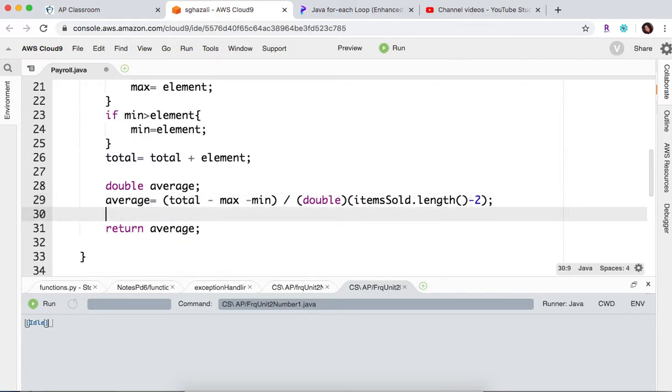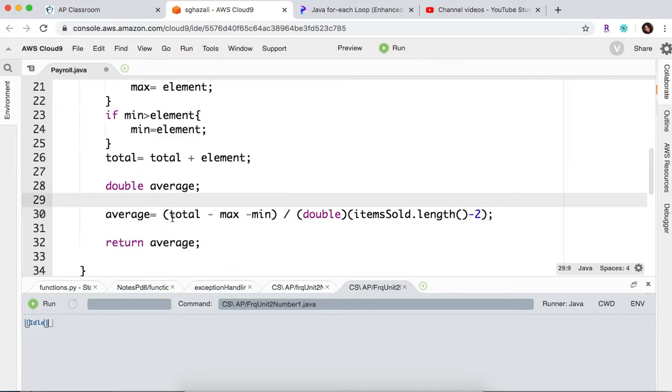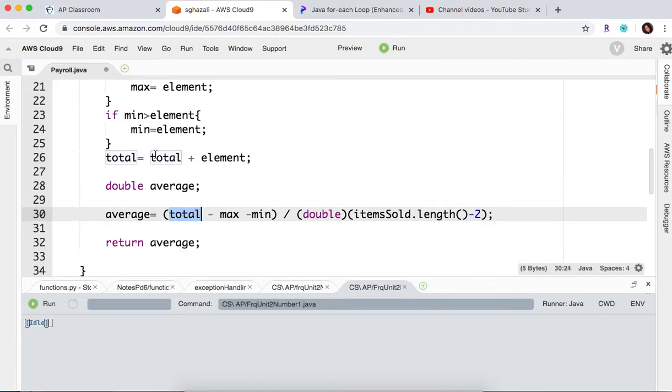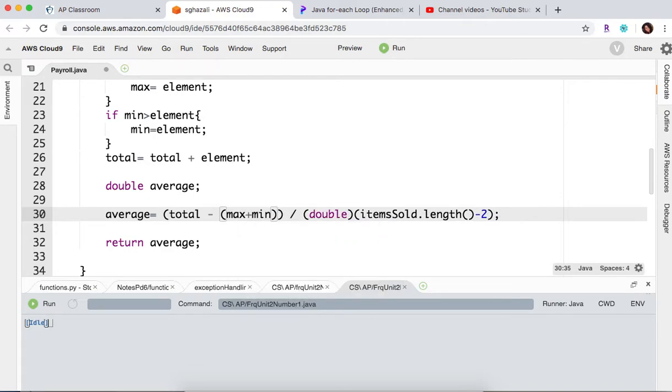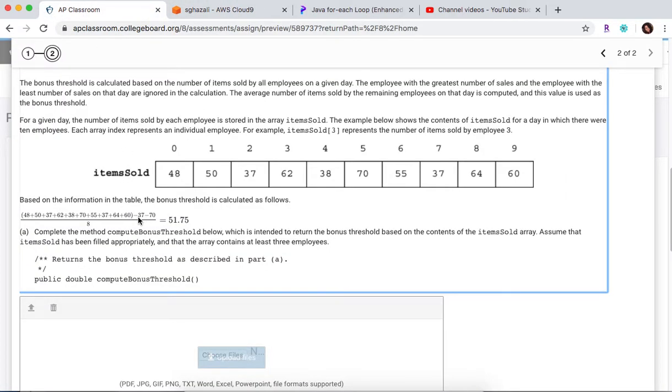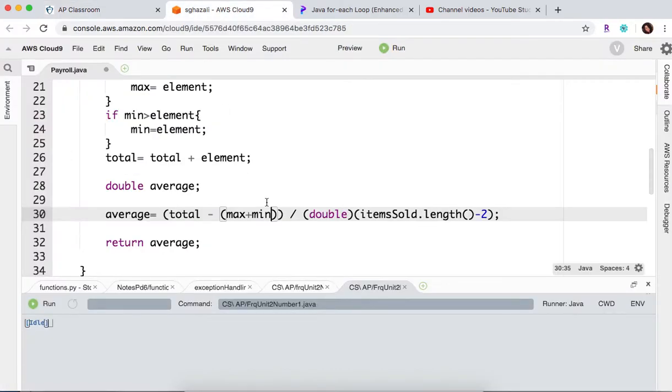Okay, so let me explain that. Now I have to figure out my average, right? So I'm going to take my total, which is the total of all the elements. I'm going to subtract my max and subtract my min. So total minus max minus min. You could have also done this: total minus max plus min, right? Same thing. Here's the example with real numbers. So here's their total, then they're subtracting the 37, and then they're subtracting the 70. Okay? So I'm just going to keep it how I had it.